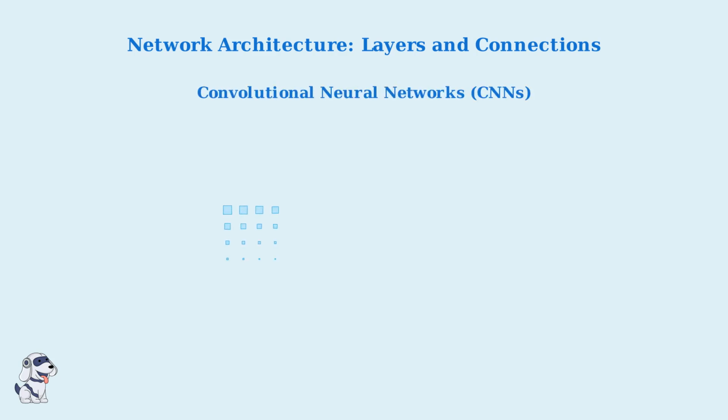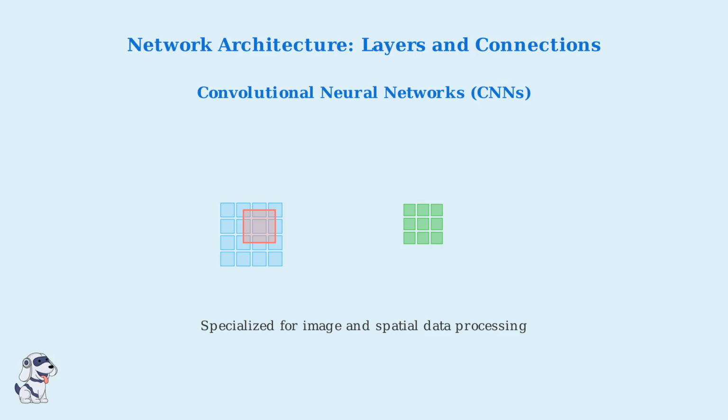Convolutional neural networks use specialized layers that apply filters to detect features like edges and patterns. This architecture is particularly powerful for image recognition and computer vision tasks. Each network architecture is designed to excel at specific types of problems. Understanding these different structures helps us choose the right tool for each machine learning task.